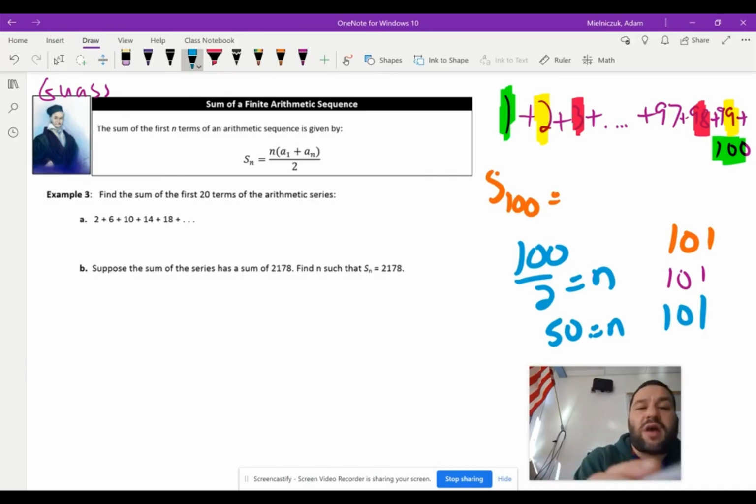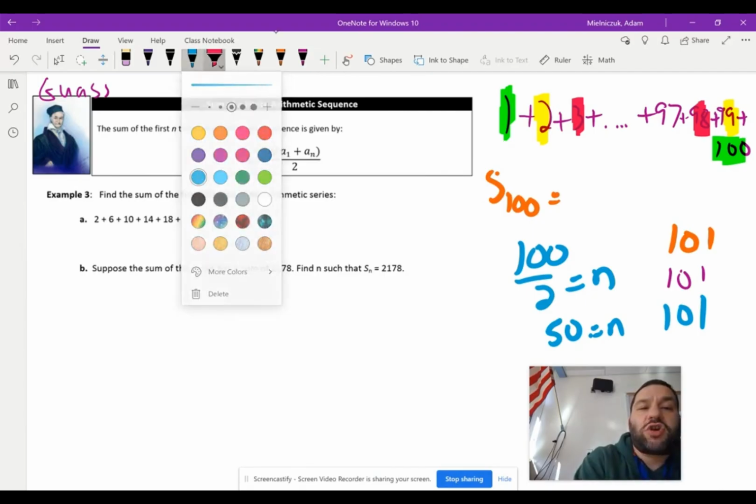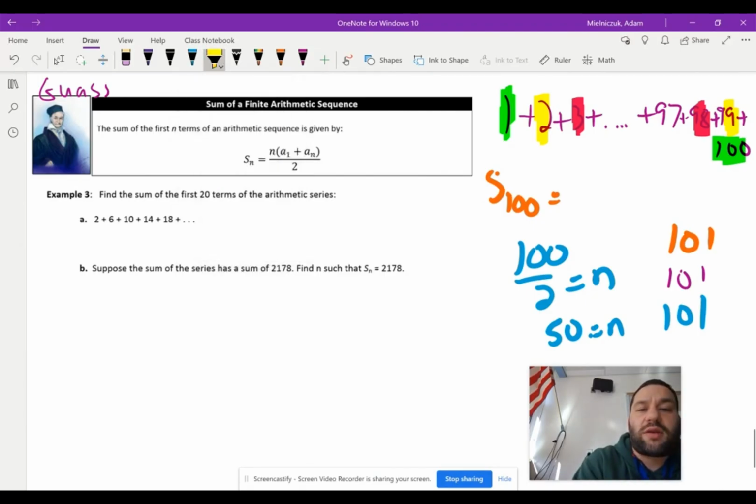So the sum of the first n terms of an arithmetic sequence is given by S sub n equals n times your first term plus your last, over 2. Very important formula. So let's use it. It says find the sum of the first 20 terms of the arithmetic sequence 2 plus 6 plus 10 plus 14 plus 18 and so on.